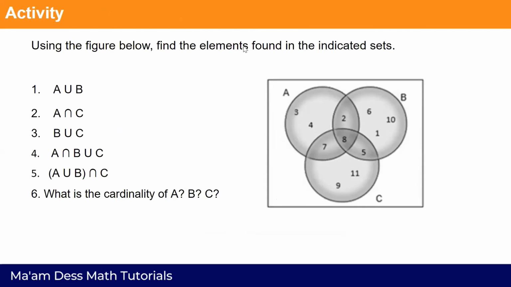Okay, so for the activity, you can pause your video and then try to answer this activity. Using the figure at the right, find the elements found in the indicated sets. Okay, so union, intersection, union, intersection, and then union. And then we have A union of B and then intersection to C. A union B, intersection to C. And then number 6, what is the cardinality of A, B, and C?